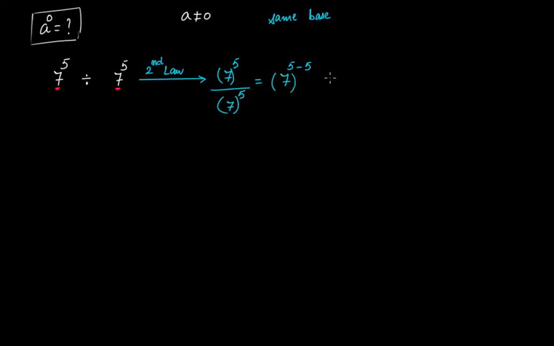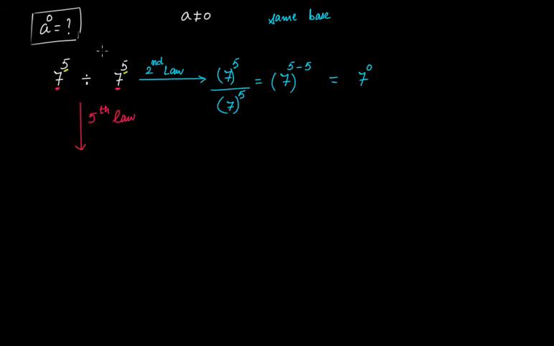So this gives you what? This gives you 7, and its exponent is what? 0. Now the fifth law of exponents says that if you are dividing two powers and the powers have the same exponents, in this case you have the exponent 5, and in this case again we have the exponent 5. These two exponents are the same.